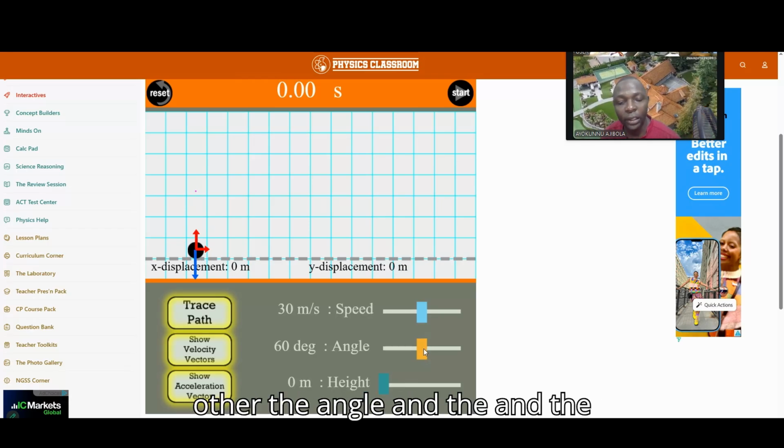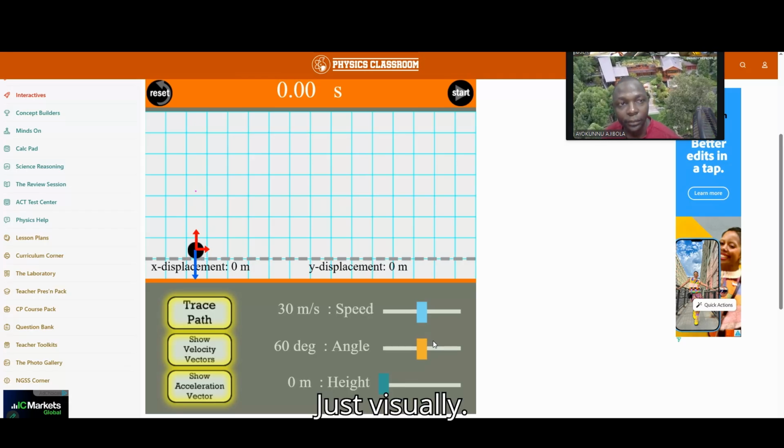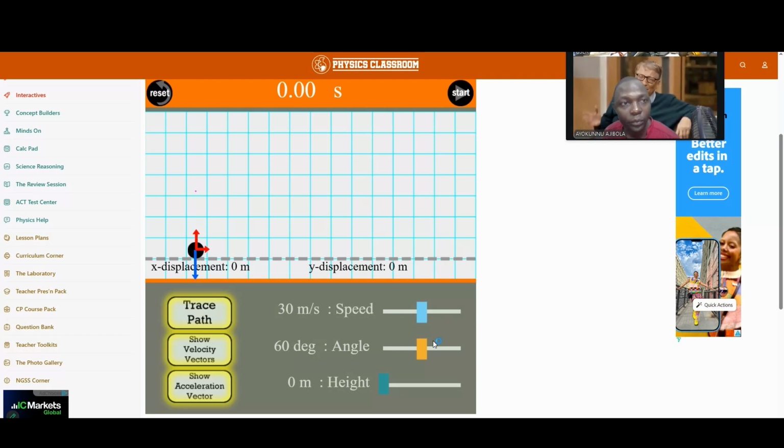Any other, the angle and the speed. The speed should be 50 meters per second. What about the angle?